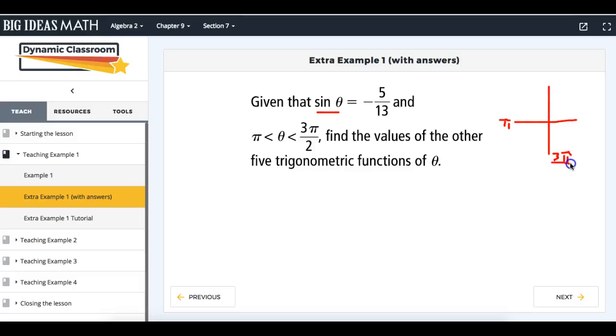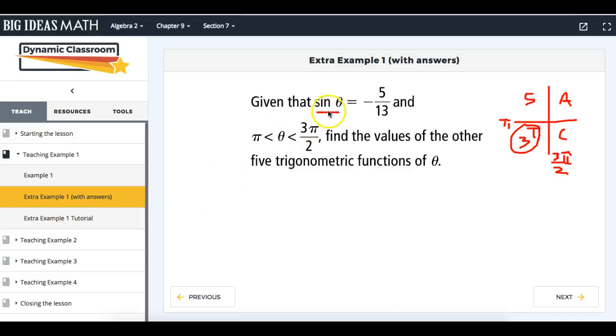So that tells us that our angle is in quadrant 3. And remember, when we do "All Students Take Calculus," we know that in quadrant 3, the tangent is going to be positive and both sine and cosine are going to be negative. Now look right here, this makes sense. Our sine is equal to negative 5/13, so that matches up.